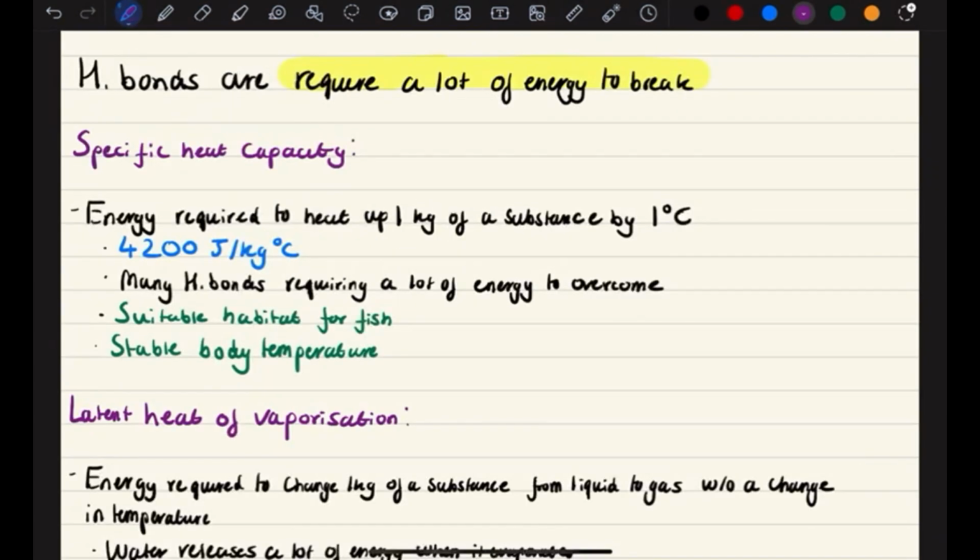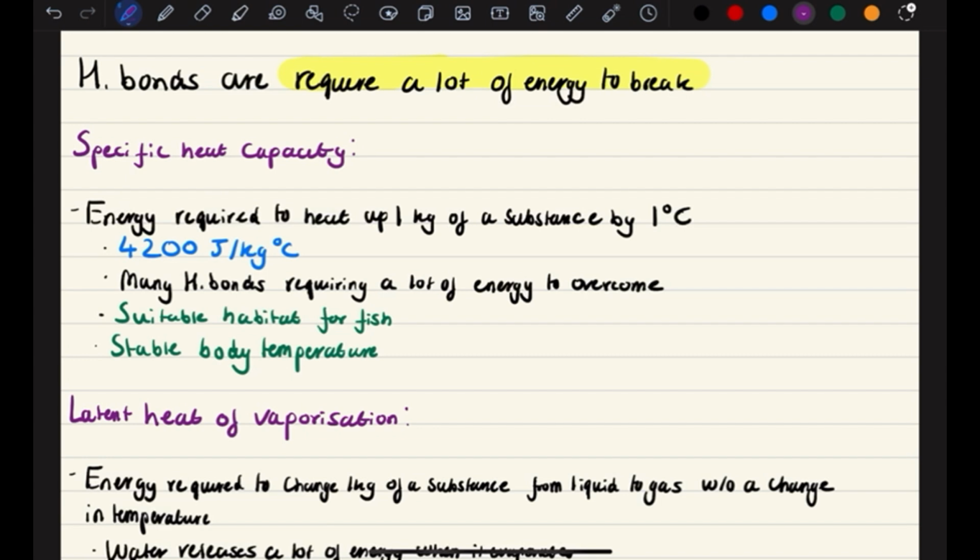One thing that the examiner absolutely loves, and I mean completely adores, is to say that hydrogen bonds require a lot of energy to break. Say that exact sentence in the exam, the examiner is going to love you. Cool. And the hydrogen bonds being strong and there being a lot of hydrogen bonds between these water molecules are going to help to make a lot of the properties of water that we're really interested in.